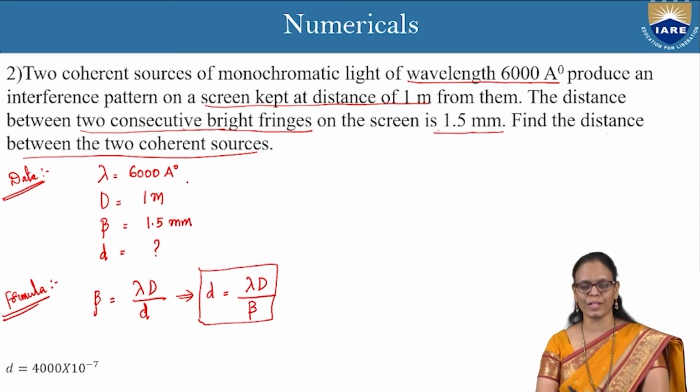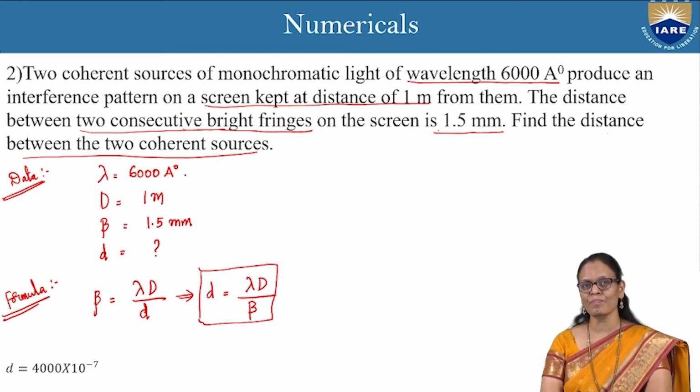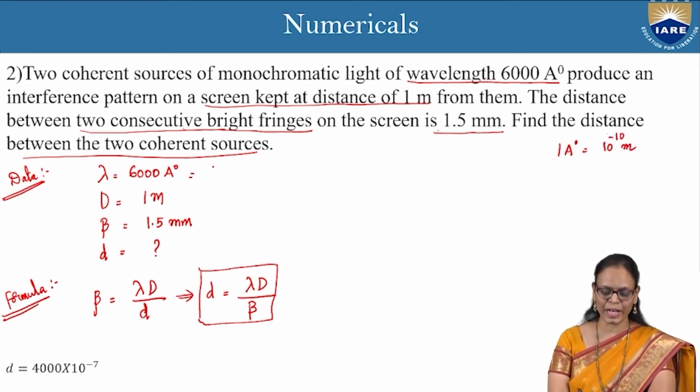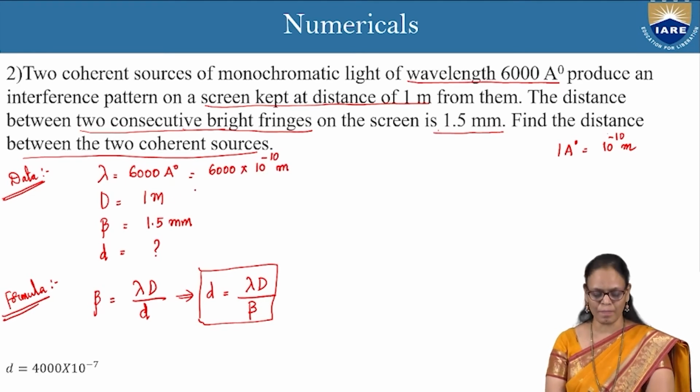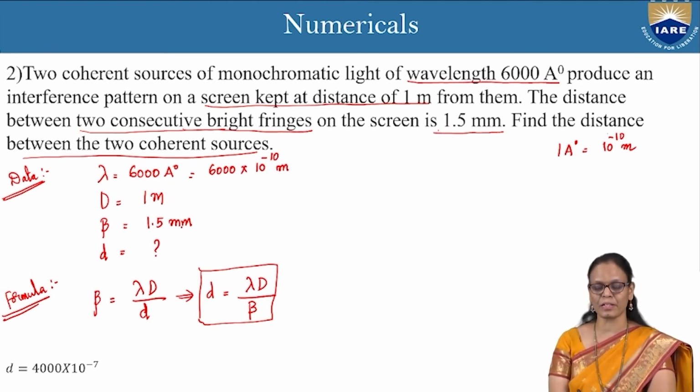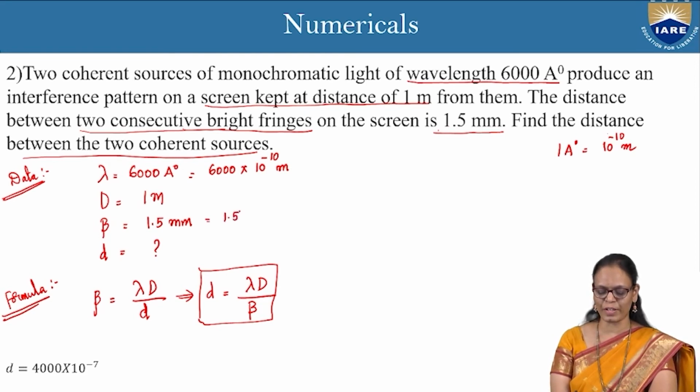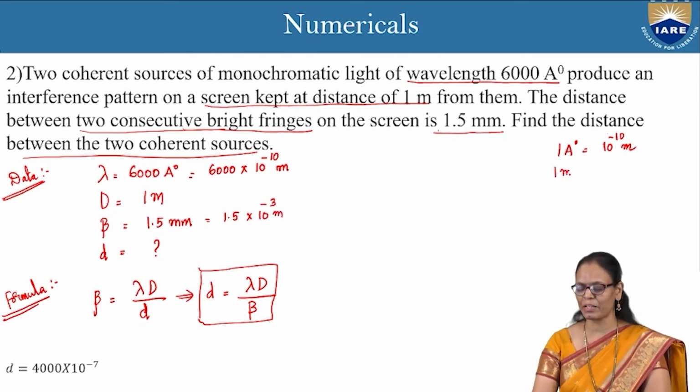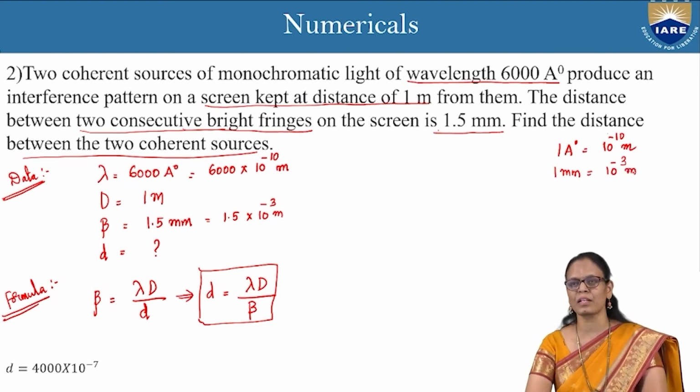Now let us look at the units. Wavelength is given in angstrom, and in SI unit it has to be expressed in meter. So 1 angstrom is equal to 10 power minus 10 meter. So we will write this as 6000 into 10 power minus 10 meter. D is given in meter. The fringe width beta is in millimeter, so we will write it as 1.5 into 10 power minus 3 meters. This we have already discussed: milli means 10 power minus 3.